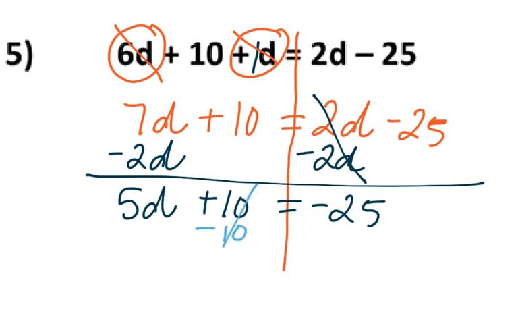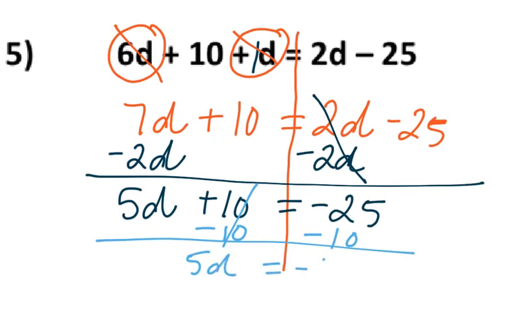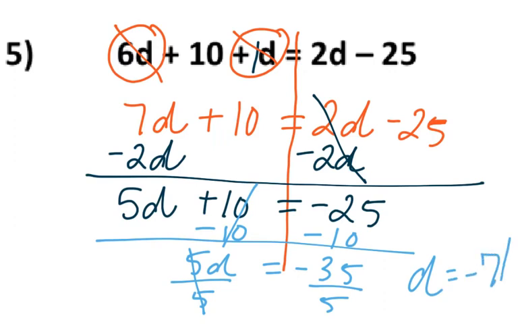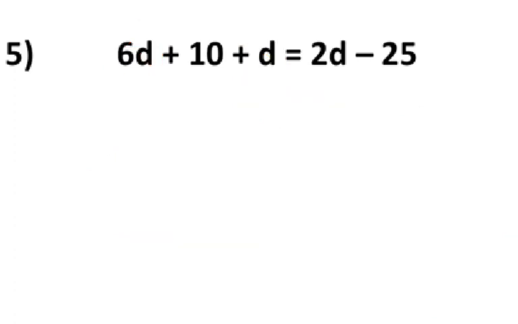Subtract 10. You should be getting very good at these two-step equations. So that leaves me with 5D equals negative 35. We get D by itself by dividing by 5 on both sides. So D equals negative 7. So when you're ready, go ahead and try examples 1, 2, and 3 on the bottom of this page.